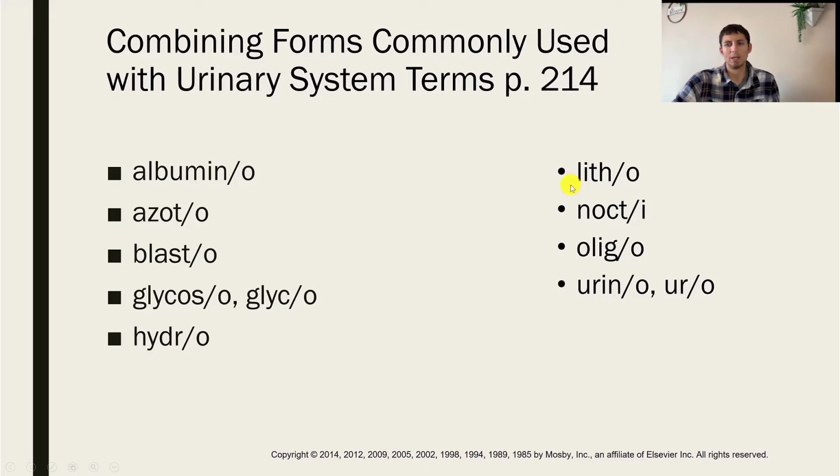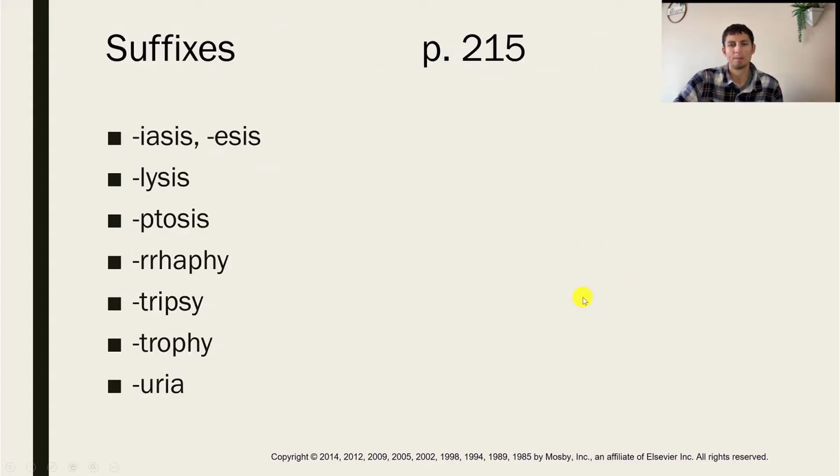Some terms like litho, we see that with kidney stones. So lith just meaning stone. Hydro, water, glyc for sugar, blast, developing cell, and azoto for urea, nitrogen.